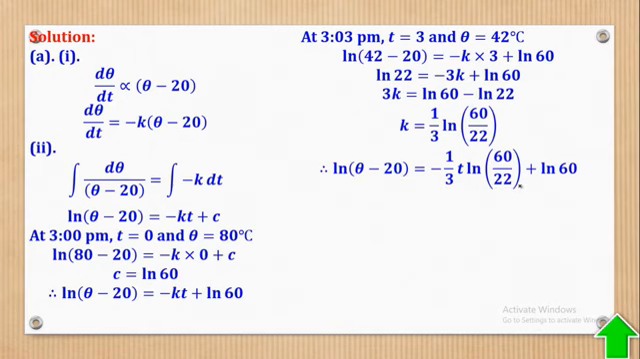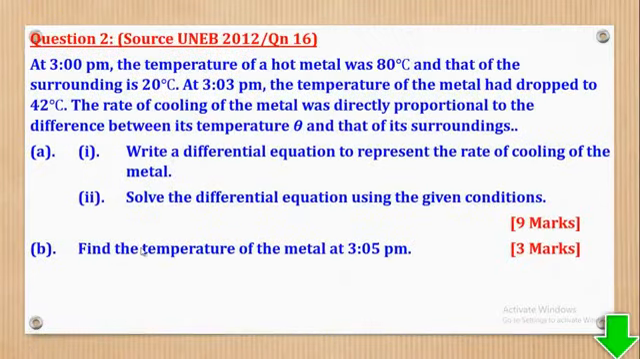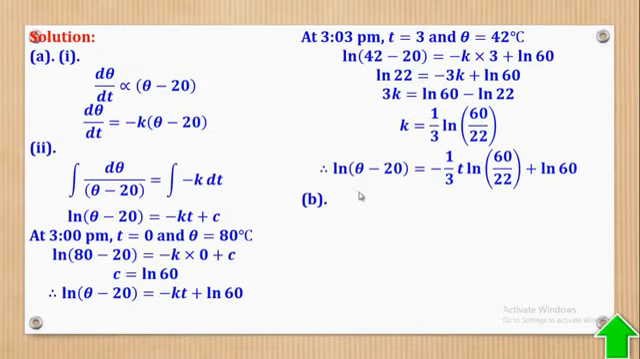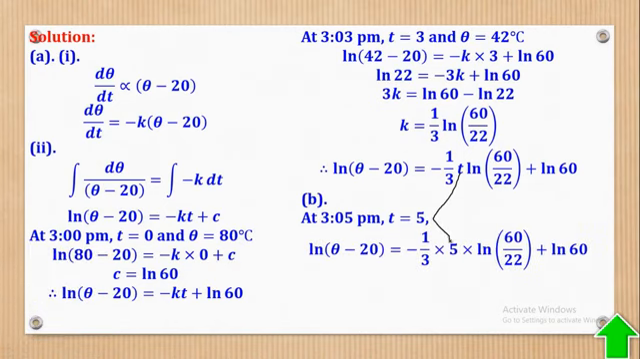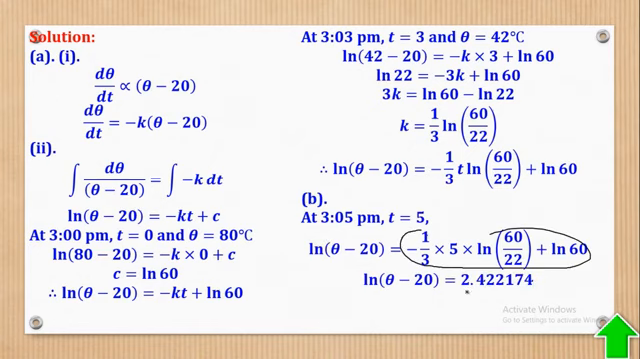And now that I've solved it, I can get to answer the question which was asked in part B. Now in part B they said, find the temperature of the metal at 3:05 p.m. That means that t is equal to 5 minutes. Therefore, when t is equal to 5, substitute for t here, and be able to remain with only theta as the unknown. When I do that, I'll use the calculator. The whole of this will be equal to 2.422174.